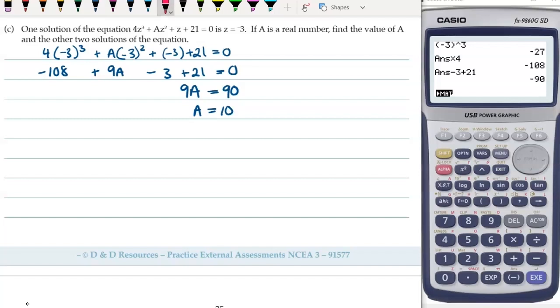Now for the next part, let's write in what our full equation is, now we know that a is 10. We also know that if minus 3 is a root, then this tells us that z plus 3 is a factor. So we can use that to find the other factor of this polynomial.